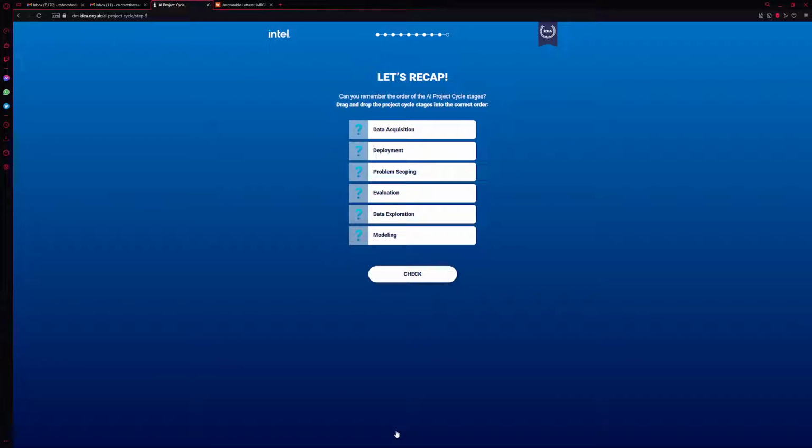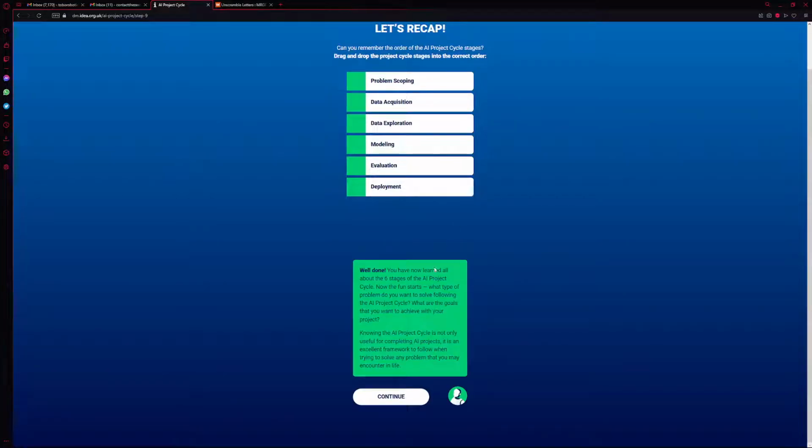Can you remember the order of the AI project cycles? Drag and drop them. Okay, so wasn't it like... Oh, what was it now? I know deployment was at the end. Deployment, and then it was evaluation, and then it was modeling. I think that's it, actually. Okay, no, we just need to change that around. There we go. Good. Let's continue.